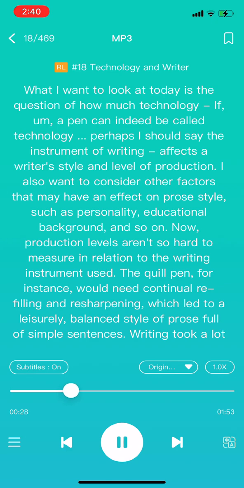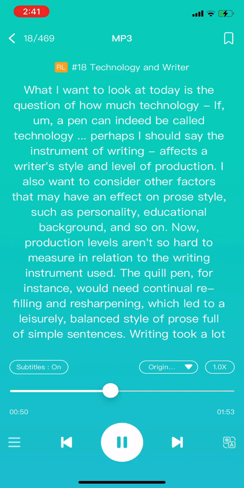The quill pen, for instance, would need continual refilling and resharpening, which led to a leisurely, balanced style of prose, full of simple sentences. Writing took a lot longer than now, and the great novelists of the 18th century, Fielding, Smollett, Richardson, had a relatively small output, though some of their books ran to enormous length.